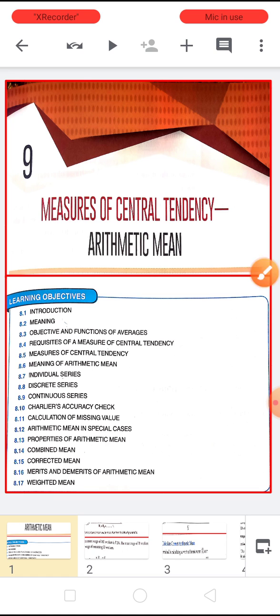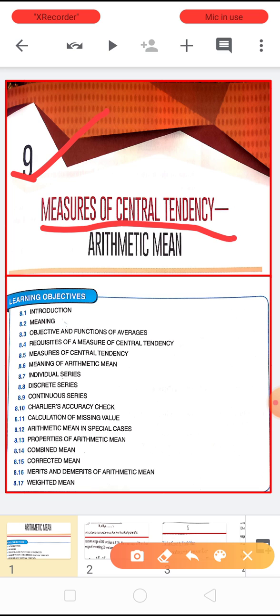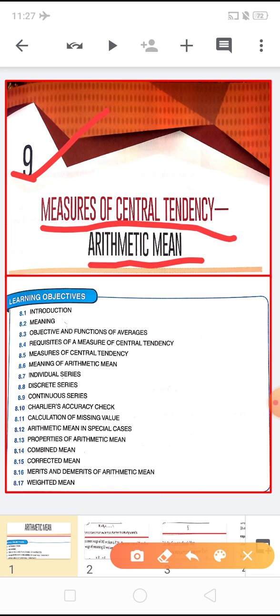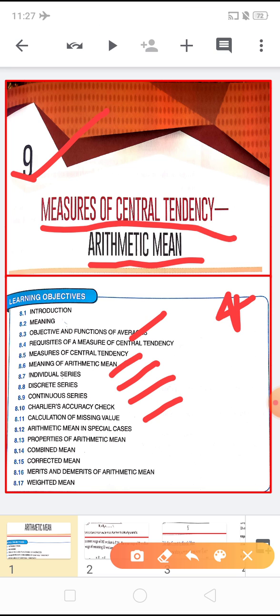Children, today I am again going to continue with the same chapter, that is chapter number 9, and the name of our chapter is Measures of Central Tendency, that is Arithmetic Mean. Children, this is the fourth video of this chapter, and in the previous video we have already understood the averages. We have learned the various kinds of series, the individual, discrete and the continuous series. We have also learned how we calculate the missing values of frequencies. Now in today's video we are going to learn the combined mean, the correct arithmetic mean, and at last we are going to learn the weighted arithmetic mean.